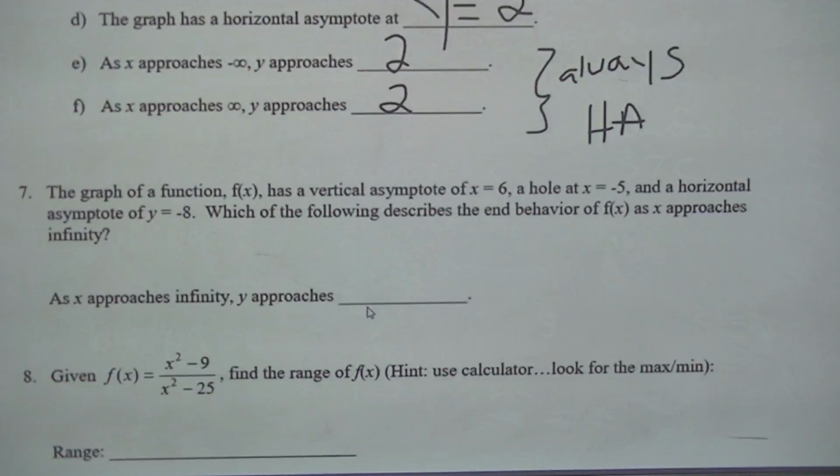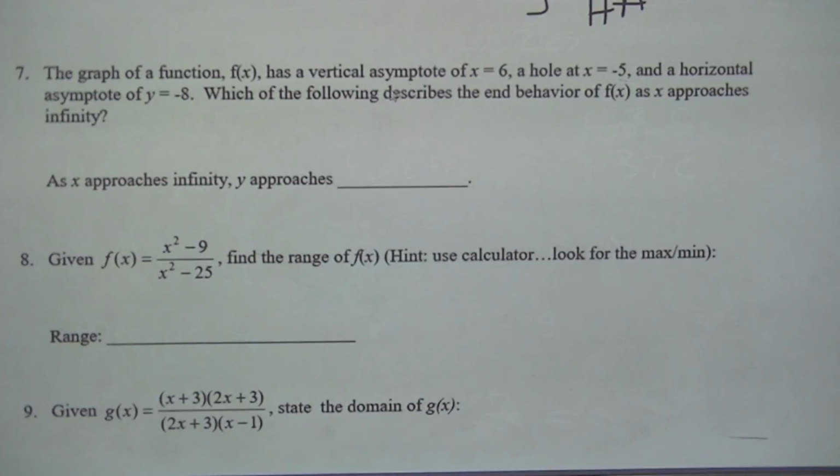All right, going on to question 7. This is to test your knowledge of when it says this, that means that's going to be your horizontal asymptote. So if you read this information, the horizontal asymptote is y equals -8. So that's just like that. Question number 8.